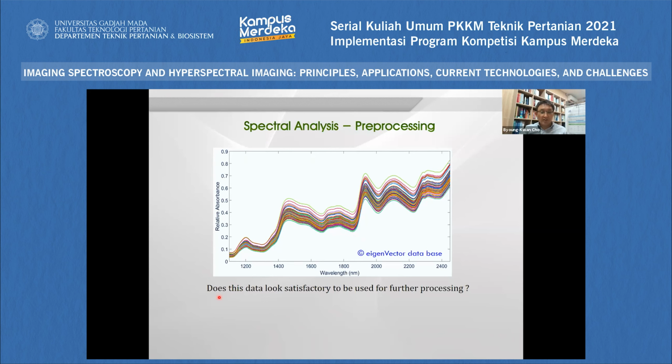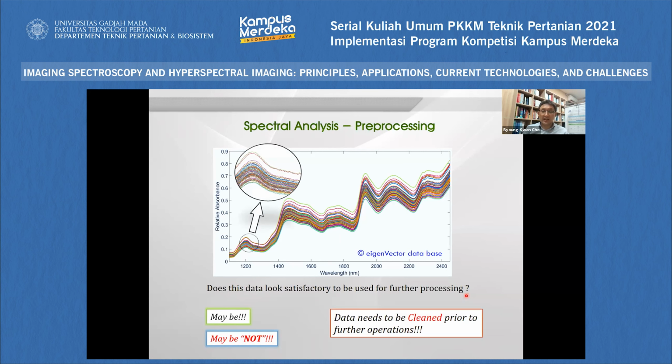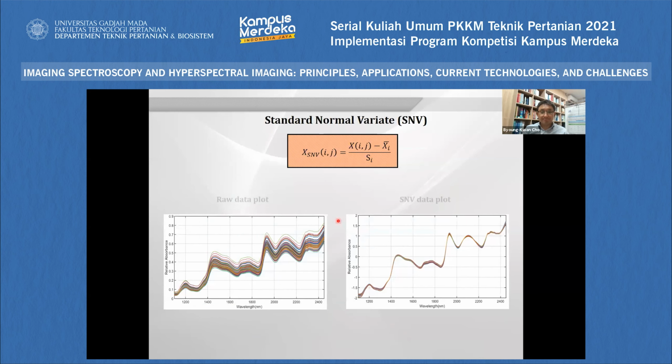So the question is, does this data look satisfactory to be used for further processing? Maybe or maybe not. The data needs to be cleaned prior to further operations. So that's the pre-processing. We have to minimize unwanted variation or unwanted noise. This is just an example. There are many other pre-processing methods.